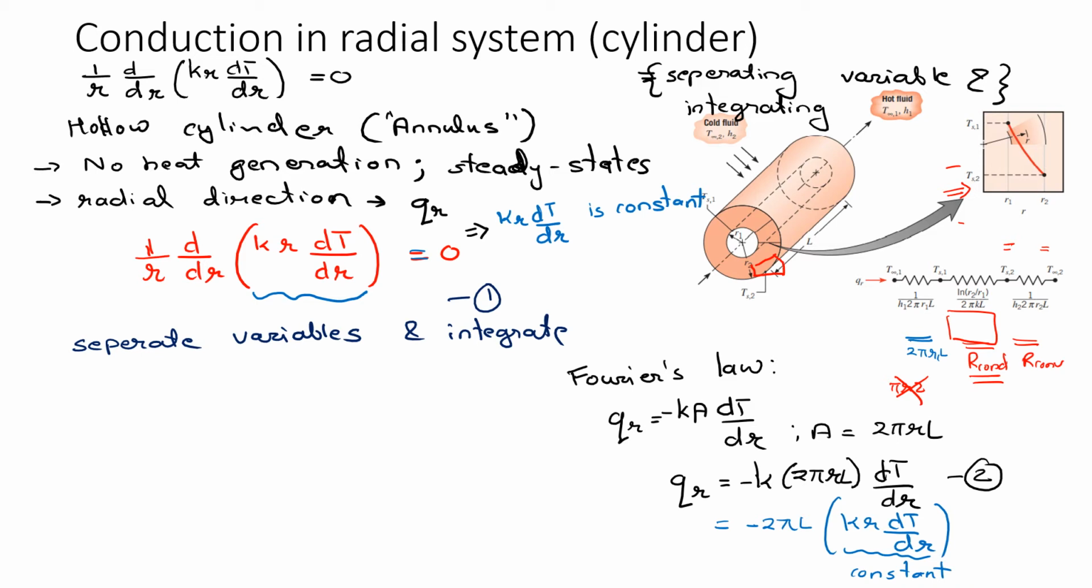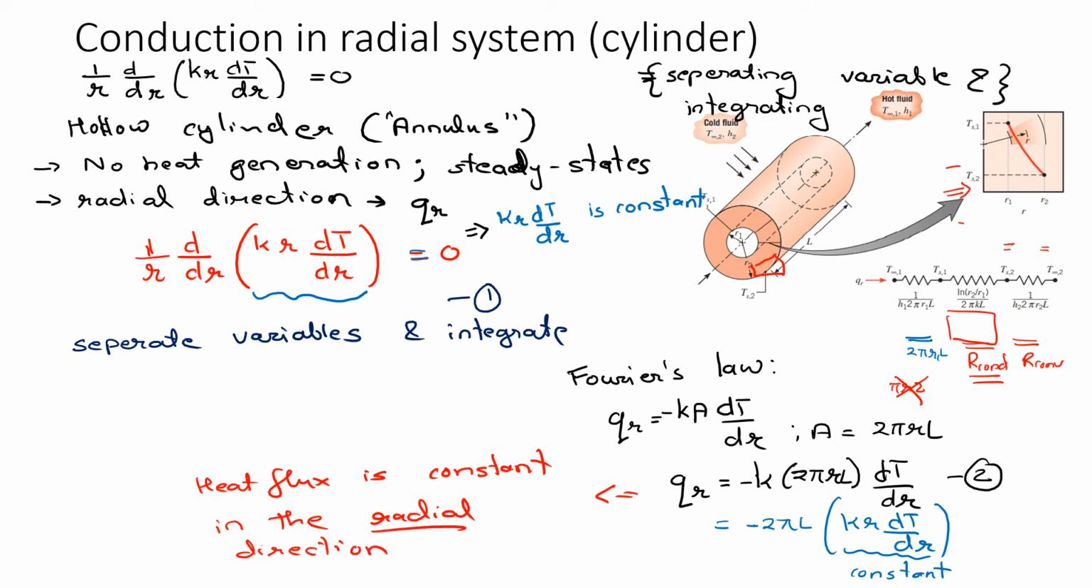which means that heat flux is constant in the radial direction. And it's important that it's constant in the radial direction. And we proved that using Fourier's law and the energy equation. So let's now move on to integrating and finding out the temperature variation with respect to radius.